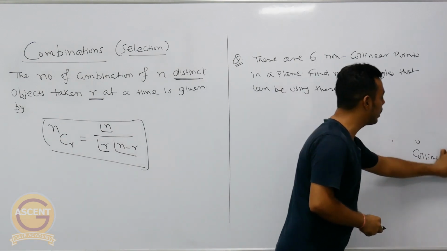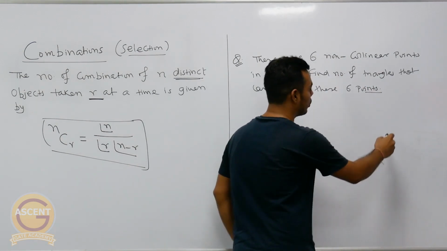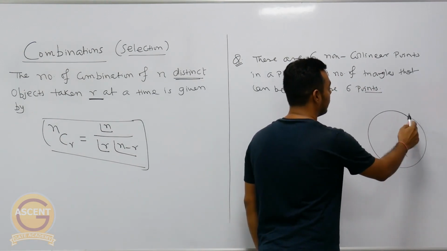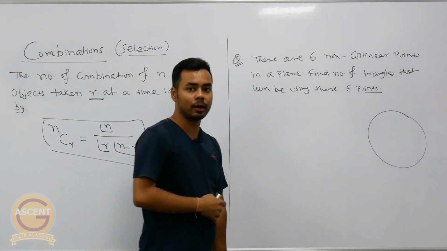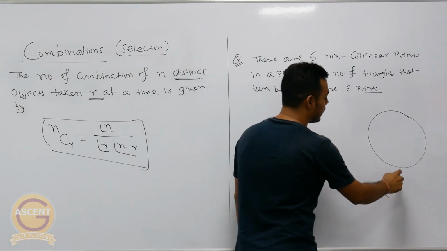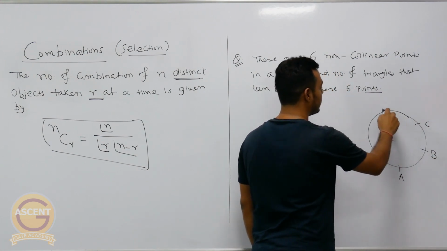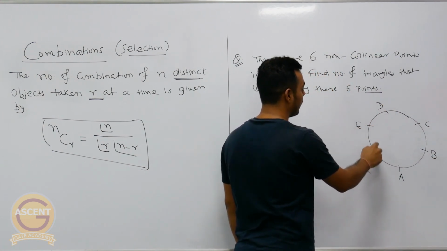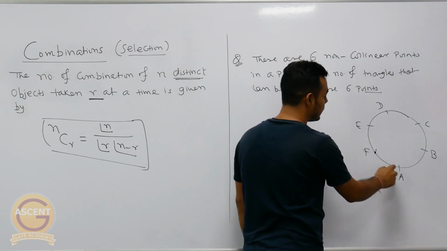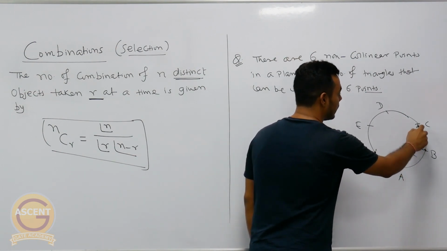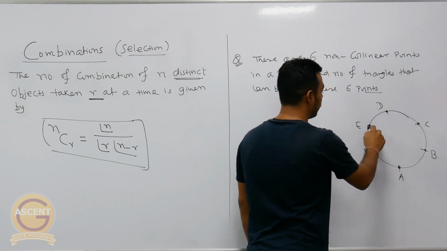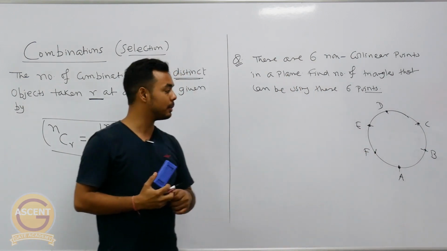So first let me plot those points. I'm going to draw a circle, because we know that on a circle no 3 points are collinear. Now on this circle we are going to take 6 points. So say these are my points A, B, C, D, E, F. Now the question is, by joining these points, how many different triangles are possible?